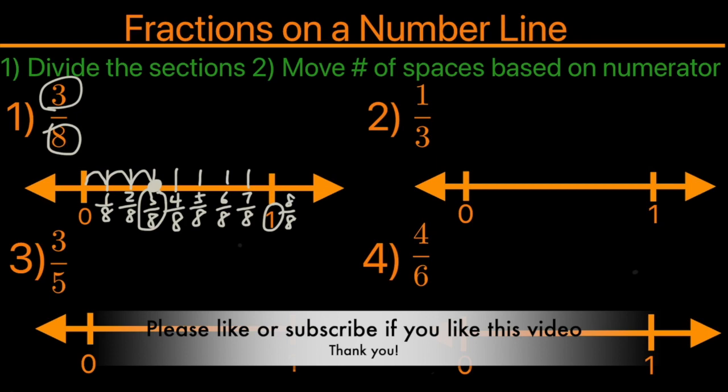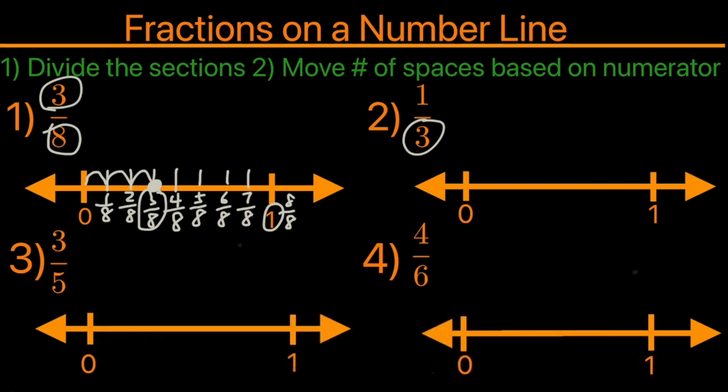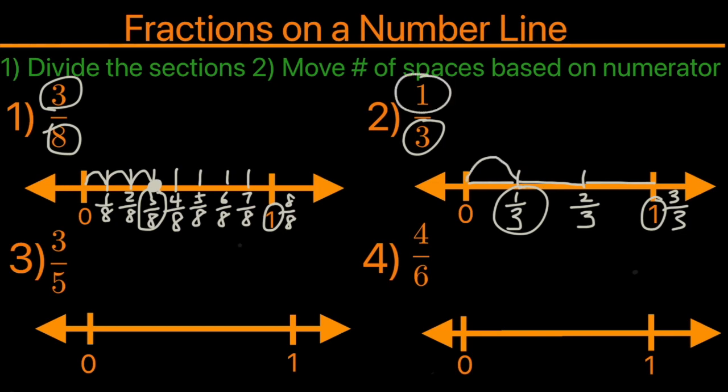Now for the second one, we have 1/3. So in order to divide the sections, we first look at the denominator of 3, and we know we need to divide 3 sections between 0 and 1. And so 3 sections, we can approximate that's going to look something like this. So that's total of 3 sections. You can see that's 1 section, 2 section, and 3 section. So the first section would be 1/3. Second section will be 2/3, and the last section will be 3/3. So therefore 1/3 will be here, and that is one space of numerator starting from 0. And so this is where you will want to plot the dot.